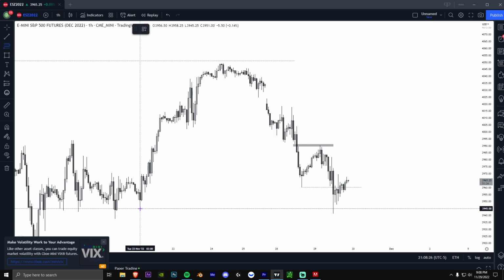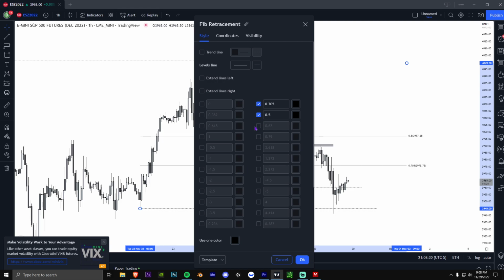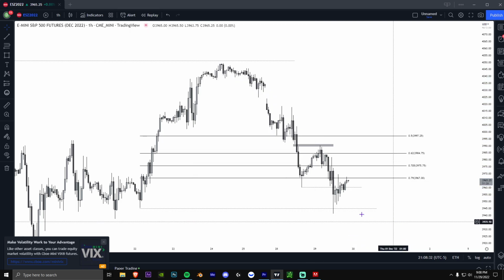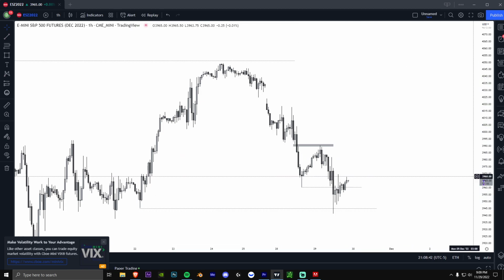A lot of times what ICT teaches is you want to draw the 0.705, 0.62, and 0.79 fib. So at this point in time, I saw that this liquidity was under the 0.79. So I was like, well, if we go this far, we're probably going to go this far. And it looked like the curve. So that's why I was bearish. So that's the first thing on my checklist I do.